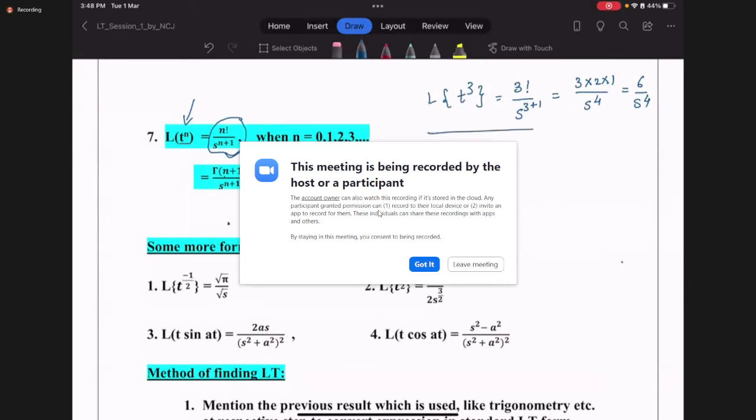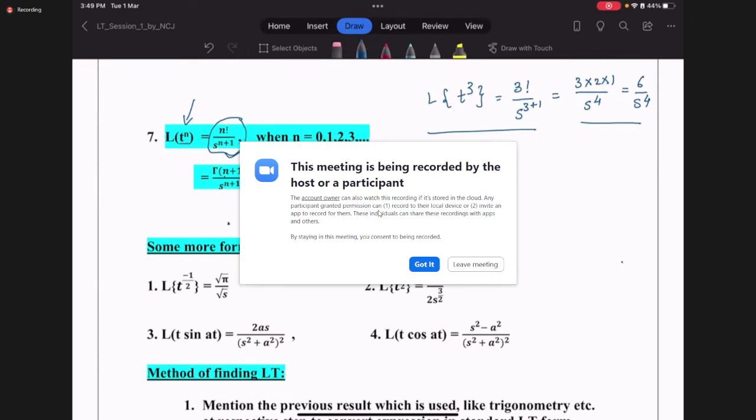Are you getting me? ये प्रूफ टेक्स्ट बुक में है. हम प्रूफ के पीछे अभी नहीं लगेंगे. Do you understand this? Yes, ma'am. But what if otherwise बोला है? If I want to find Laplace for t raised to half, बताओ.